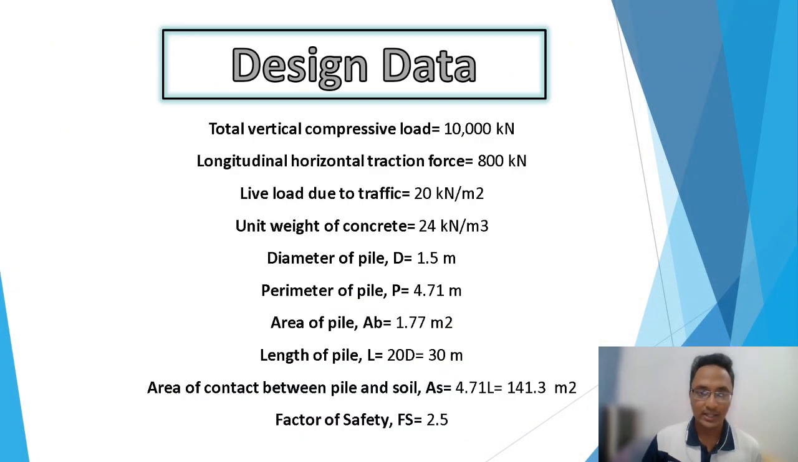Now let's look at the design data. It was given already: the vertical compressive load, the longitudinal horizontal traction force, and the live load due to the traffic. Then we assume the unit weight of concrete as 24 kilonewton per meter cube, and the diameter of pile we assumed as 1.5 meters. The perimeter of pile we calculated as 4.71 meters, and the area of pile we got 1.77 meters square. The length of pile, that is 20D, we calculated as 30 meters, and the area of contact between pile and soil we got 141.3 meters square. Then we take the factor of safety as 2.5.